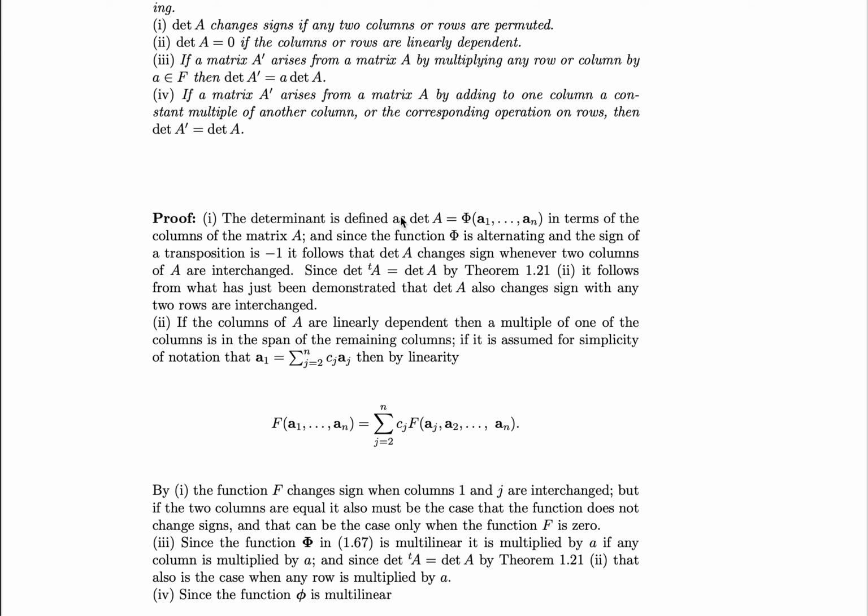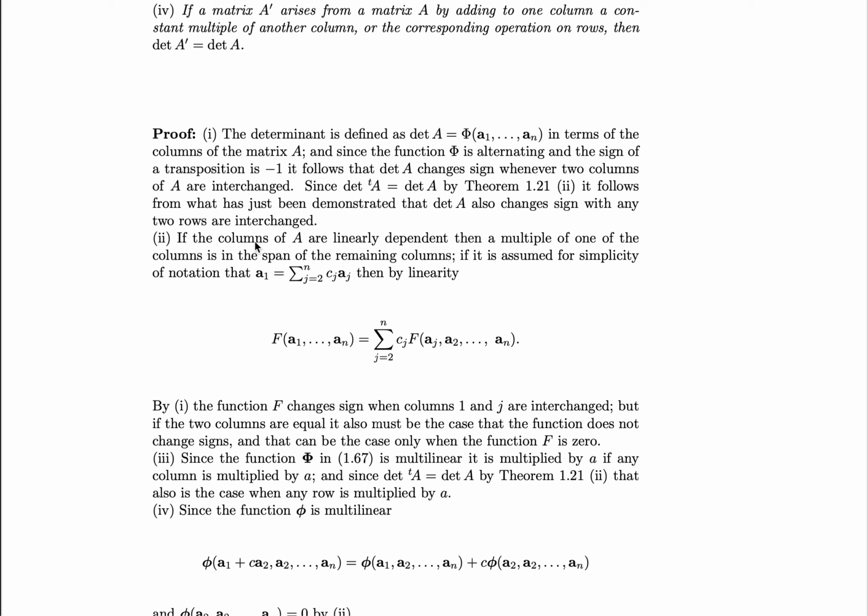Recall the determinant of A is defined as our multilinear function phi, defined 2 videos ago, applied to the columns of the matrix A. However, since the function phi is alternating, and the sign of the transposition is -1, it follows the determinant of A changes sign whenever two columns of A are interchanged. Therefore, since the determinant of the transpose of A is equal to the determinant of A, what we've demonstrated also happens when two rows are interchanged.